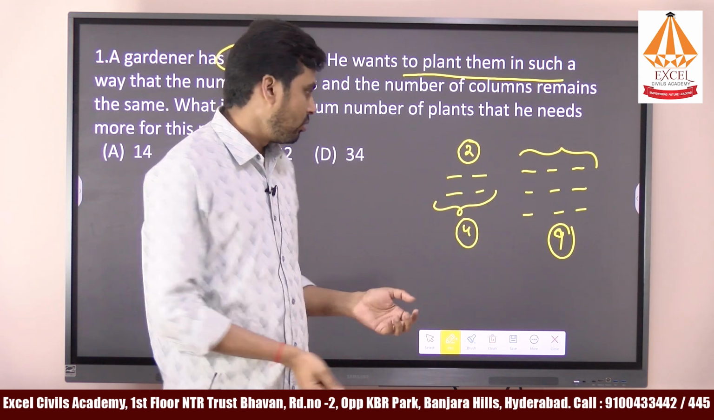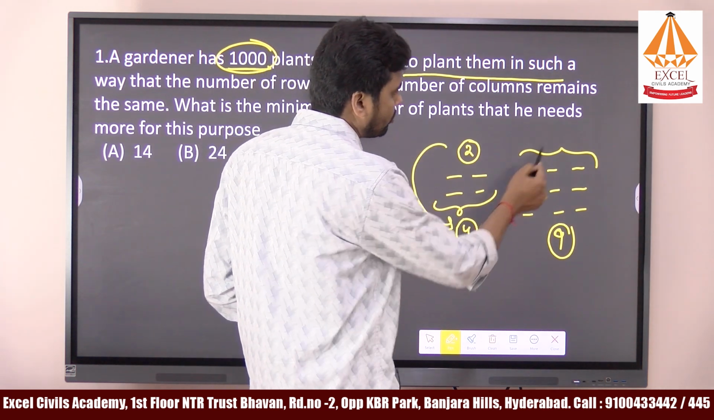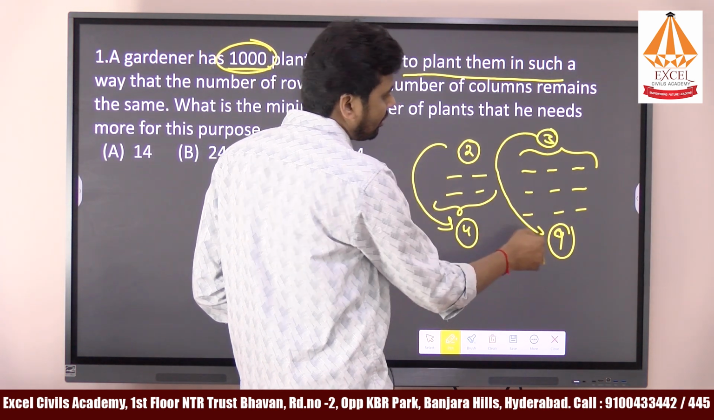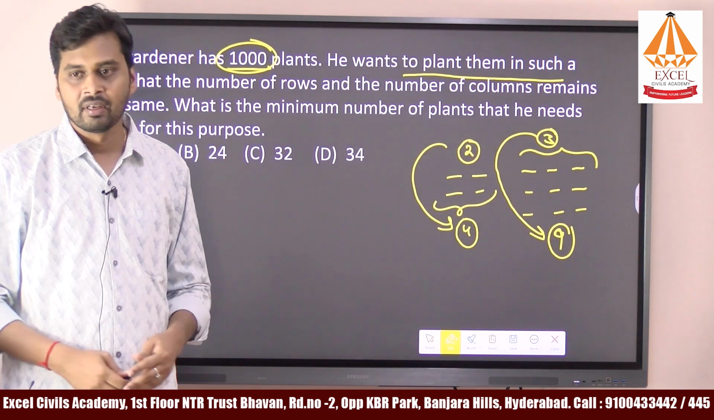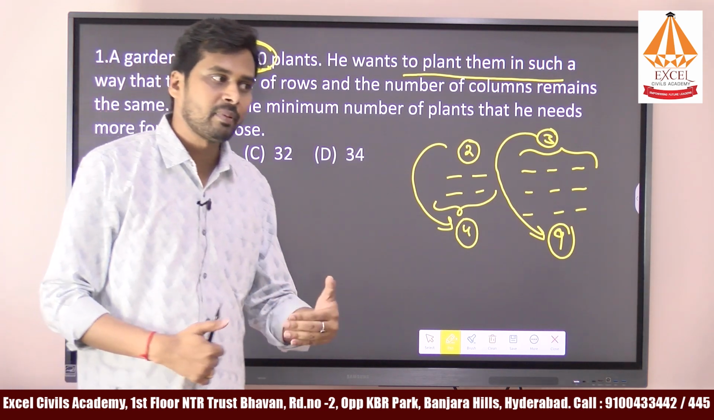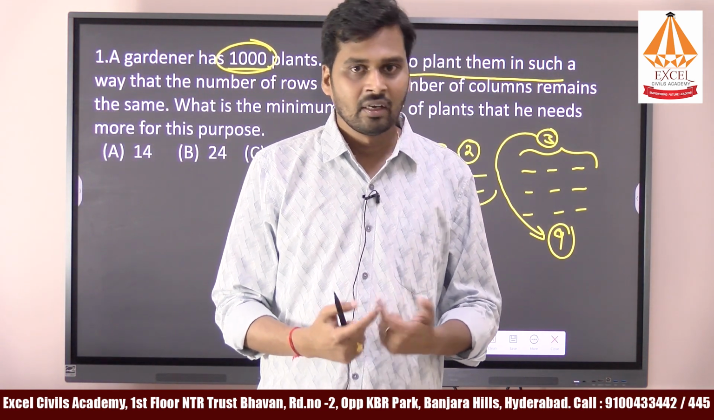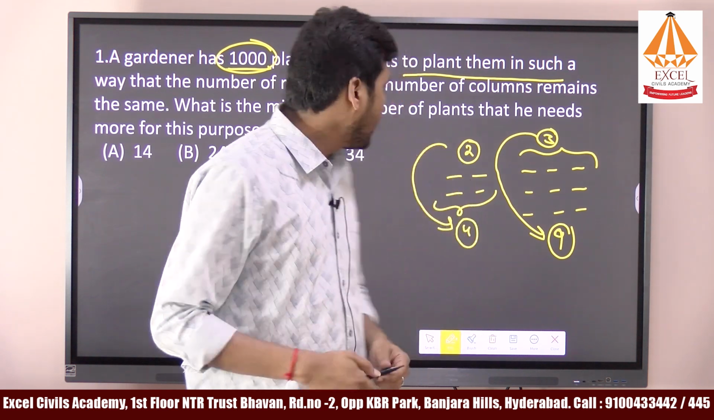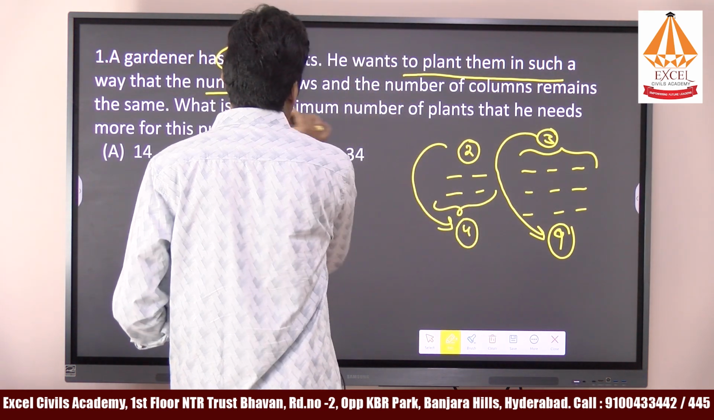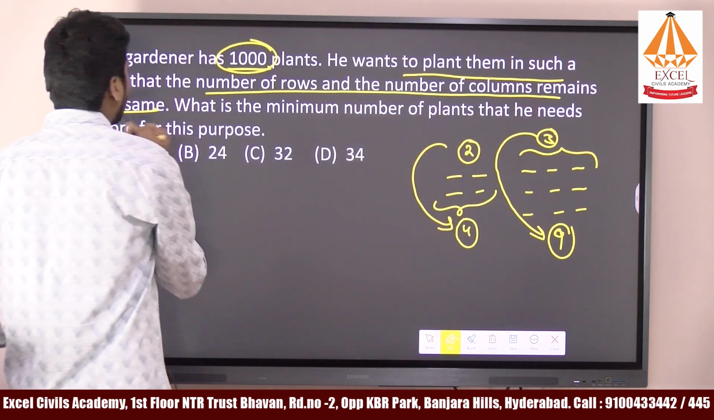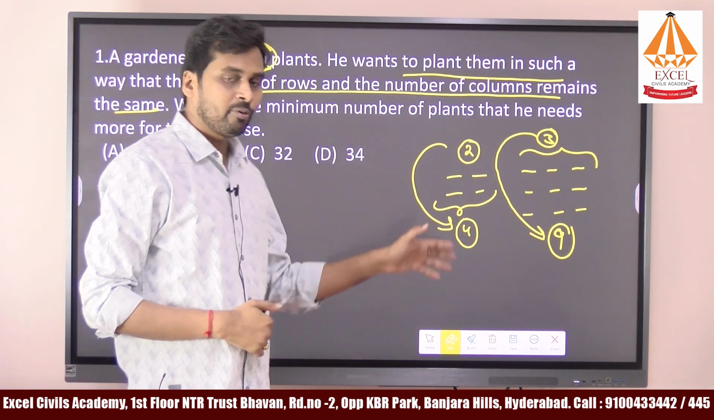9. So 2 rows, 2 columns means 2 square. 3 rows, 3 columns means the final number is 9. Suppose he wanted to plant them in 4 rows and 4 columns. What is the total number of plants he can plant? 16. So in order to satisfy this condition, that the number of rows and the number of columns remain the same, what concept will we take here?